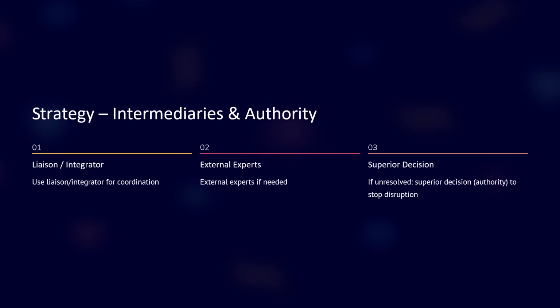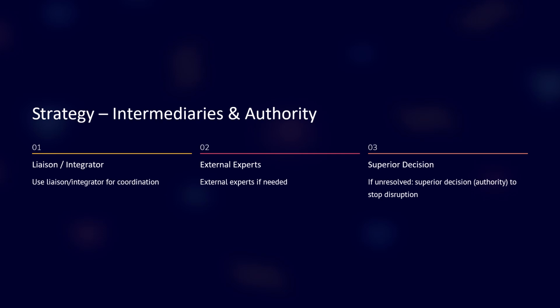In complex cases, we can appoint a liaison or an integrator. This is someone whose full-time job is to manage the relationship between two varying departments. This person must speak the language of both groups and be seen as neutral. Sometimes we even bring in outside consultants, human relations experts, to help change attitudes.